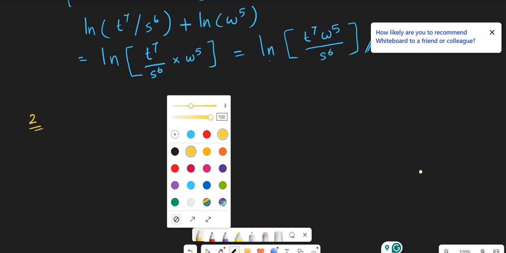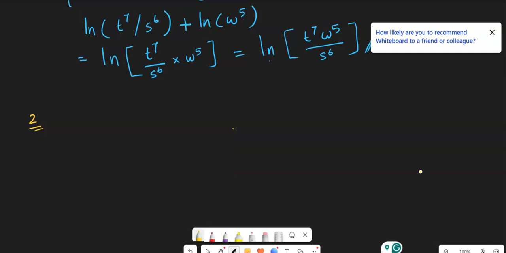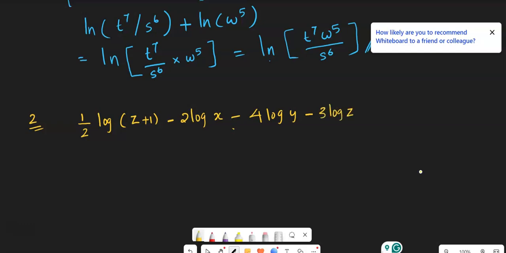Okay, now we are going to do another problem. Problem number 2. That is 1 by 2 log of z plus 1, minus 2 log x, minus 4 log y, minus 3 log z.